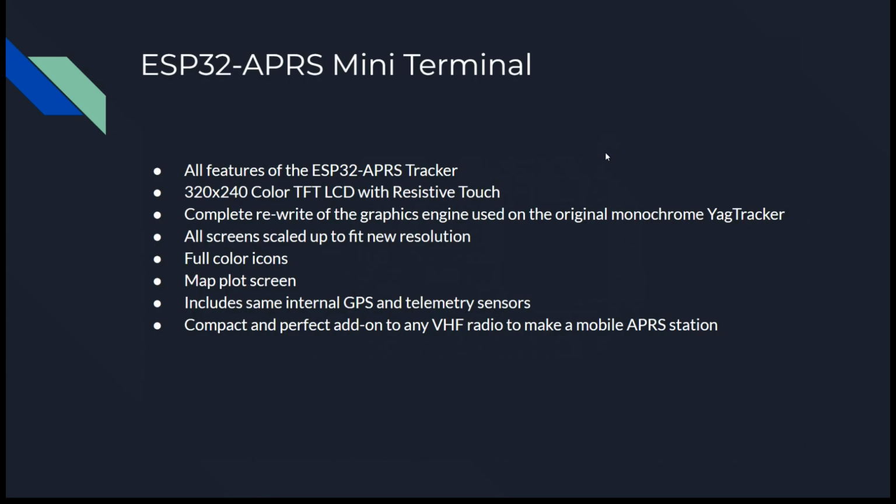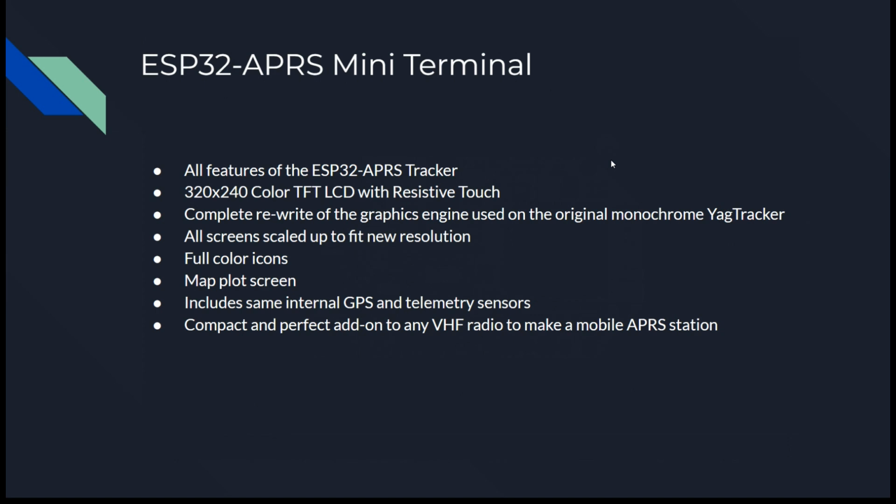Okay, let's talk about the ESP32 APRS mini terminal. This is a full-featured APRS terminal with an LCD. It has a 320 by 240 TFT LCD with a resistive touch on it. It has a completely rewritten graphics engine from the original monochrome YAG tracker that we originally designed and sold years ago. The screens are all scaled up to fit that new resolution.